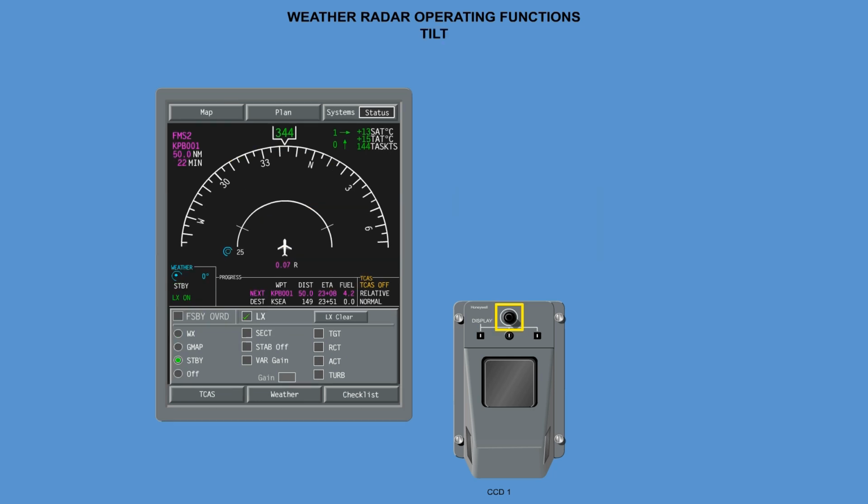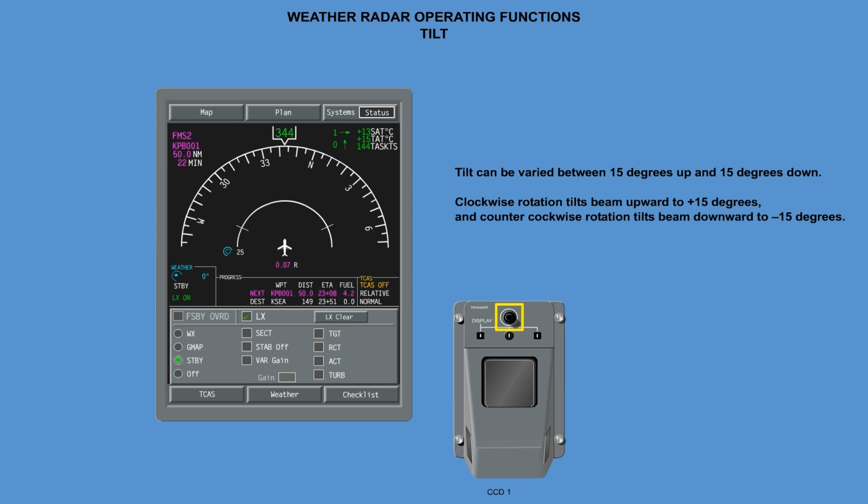The inner knob on the CCD provides tilt control and gives the pilot manual control of the antenna tilt angle. The CCD inner knob is a dedicated tilt knob if variable gain is not active. Tilt can be varied between 15 degrees up and 15 degrees down. Clockwise rotation tilts beam upward to plus 15 degrees and counterclockwise rotation tilts beam downward to minus 15 degrees.